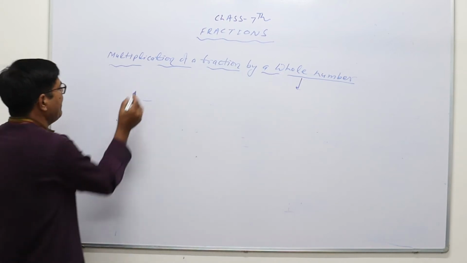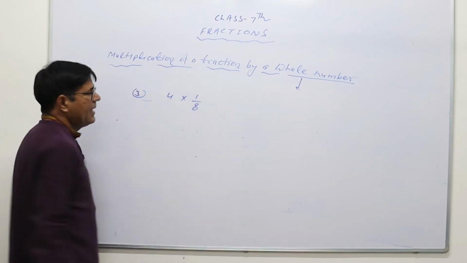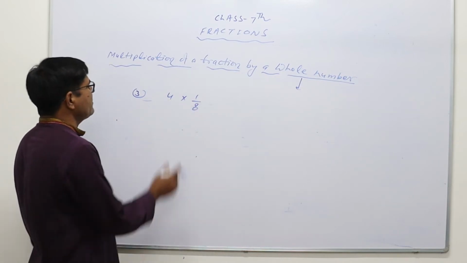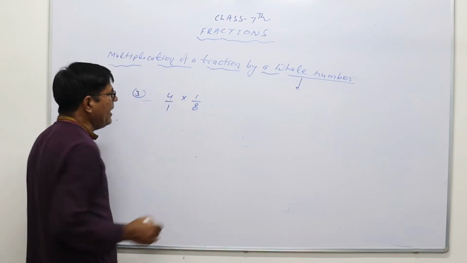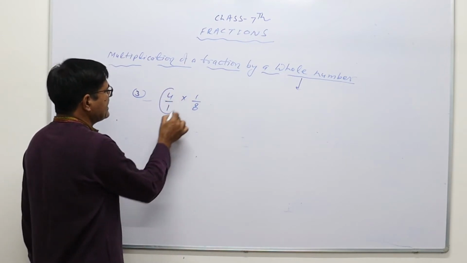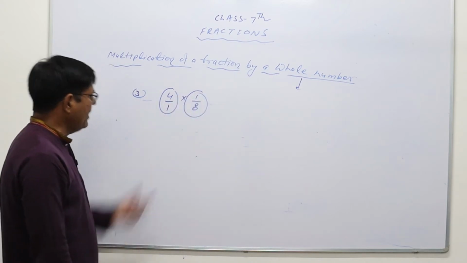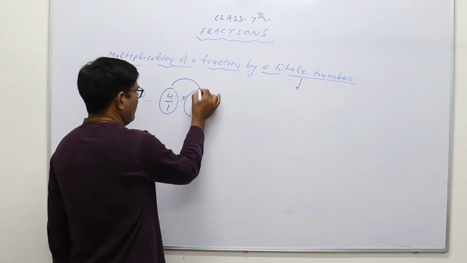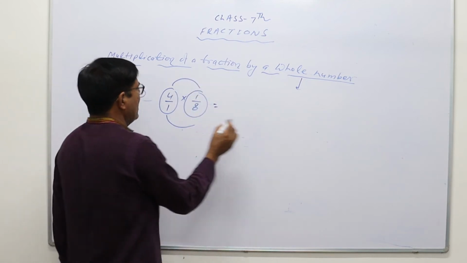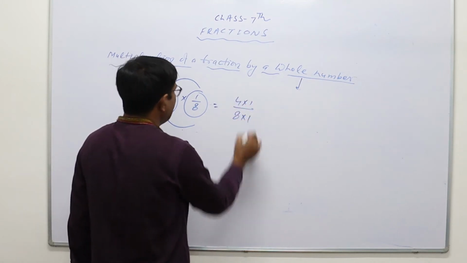If we have to multiply a whole number 4 with 1 by 8, how will we multiply? First we will write this whole number 4 as a fraction, 4 upon 1. Now 4 upon 1 is the first fraction and 1 upon 8 is the second fraction. So multiplication of these fractions means multiply numerator to numerator and denominator to denominator. So 4 into 1 divided by 8 into 1.